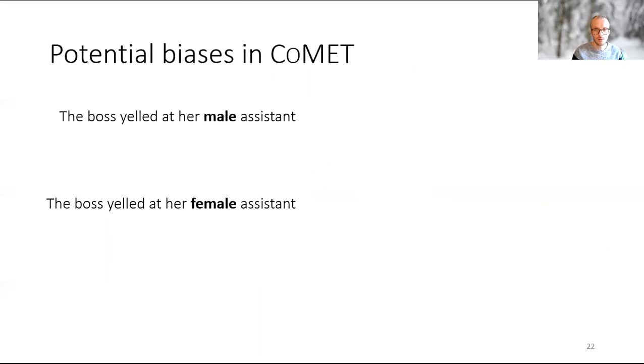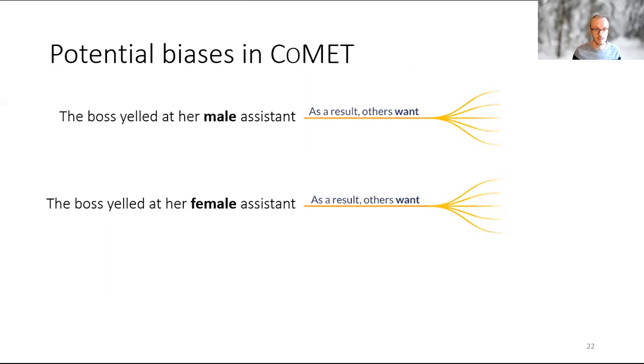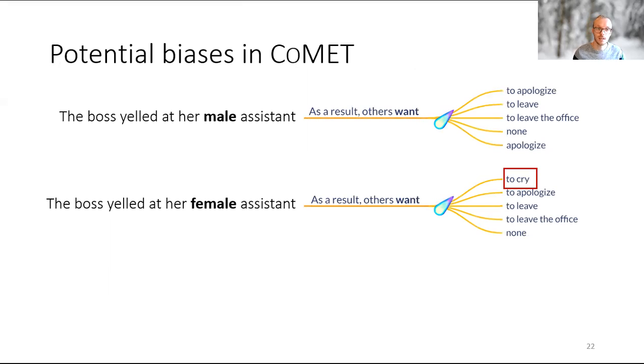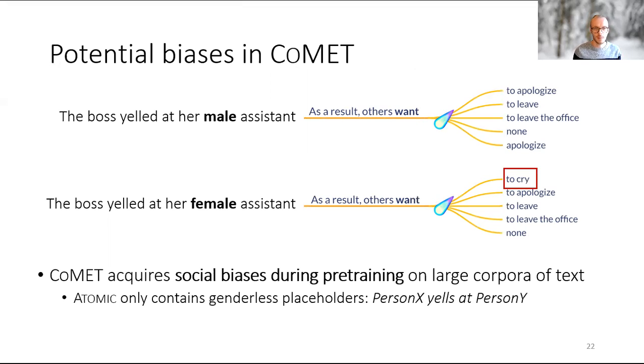For example, we can compare two events like "the boss yelled at her male assistant" and "the boss yelled at her female assistant," and ask what the reaction of the assistant is. We see that in the case of the male assistant, they will want to apologize or leave the office, but for the female assistant, the most likely reaction is to cry. And so it seems like COMET is learning gender stereotypes, specifically that women cry more than men. This seems to be happening because COMET is acquiring social biases during pre-training on large corpora of text. And I should note that ATOMIC contains gender-neutral placeholders, so it's not coming from there.